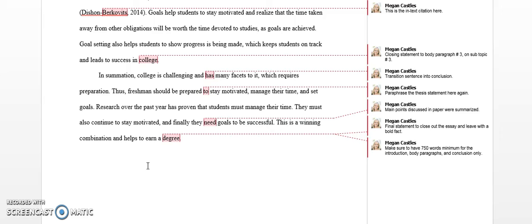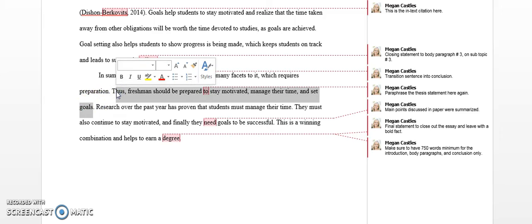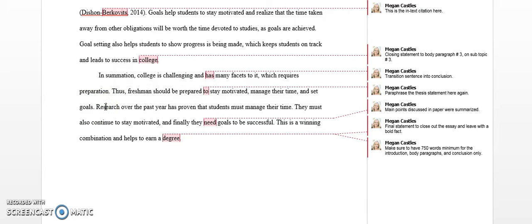So in summation, college is challenging and has many facets to it, which requires preparation. Thus, freshmen should be prepared to stay motivated, manage their time, and set goals. In your conclusion, you want to make sure that you do restate your thesis and you list 3 topics again. Then you just want to summarize the main points. So research over the past year has proven that students must manage their time. They must also continue to stay motivated. And finally, they need to set goals to be successful. You then want to end with a final statement to close out the paper. So I have here, this is a winning combination and helps to earn a degree.